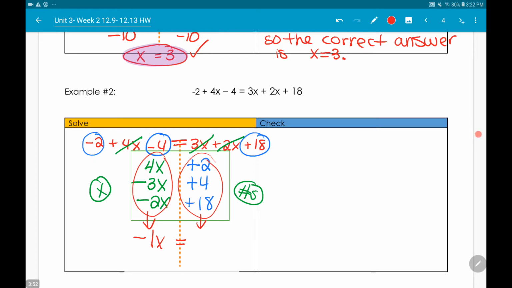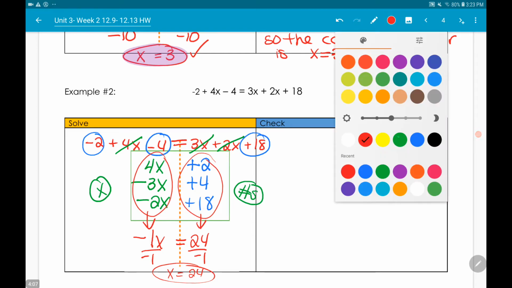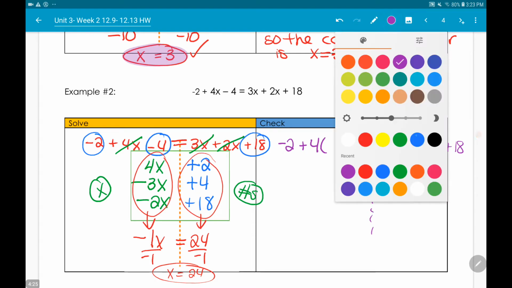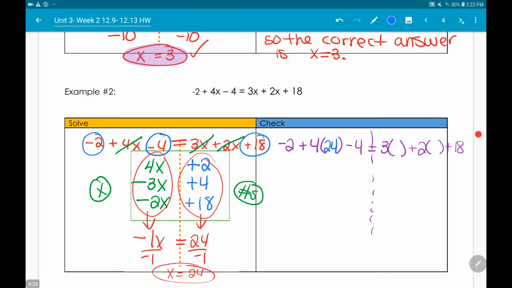All right, and what do you get on the right side? Cool. So last step, divide the coefficient, and we get x equals 24. All right, let's go ahead and check it. Remember, we write our original with parentheses wherever my x was. So x was 24, so that's where I'm going to put 24.